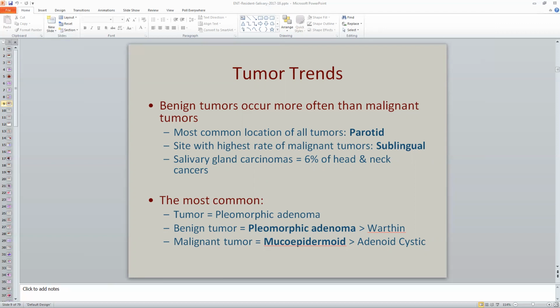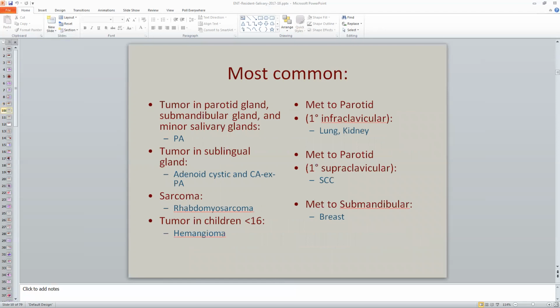The site with the highest rate of malignancy, interestingly, is the sublingual gland. And just in general, salivary gland carcinomas are a very small percentage of head and neck cancers, about 6%. We certainly know that the most common tumor overall is pleomorphic adenoma. The next most common benign tumor is Warthin, and the most common malignant, just statistically, is mucoep, followed by adenoid cystic. So this is what we're going to see most often, but we'll go through a good number of them.